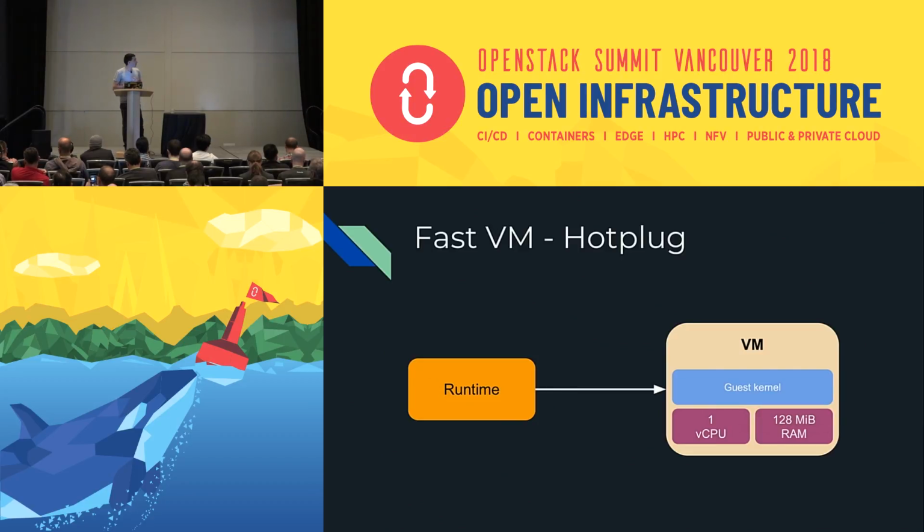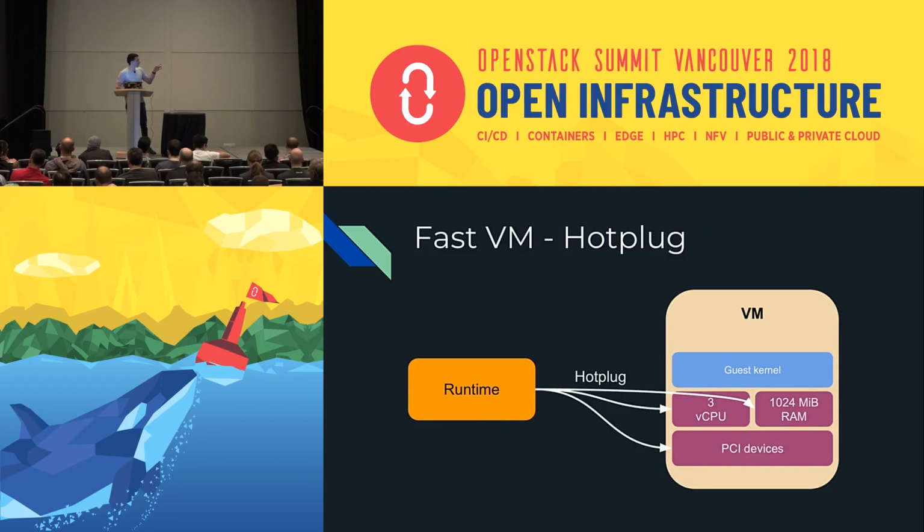Another way to boot fast is to start what we call a tiny VM, meaning that we start a VM with only one vCPU and 128 meg of RAM. That's the minimal amount of resources that you need to run a basic workload. If you need more, you can still ask for more, and this is going to be a hot plug later.